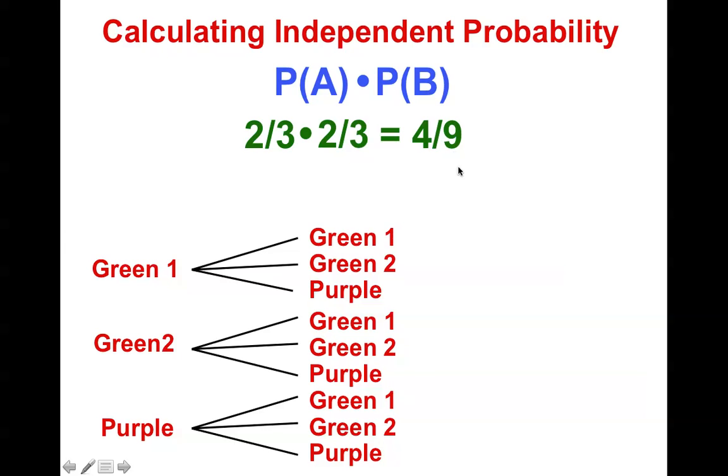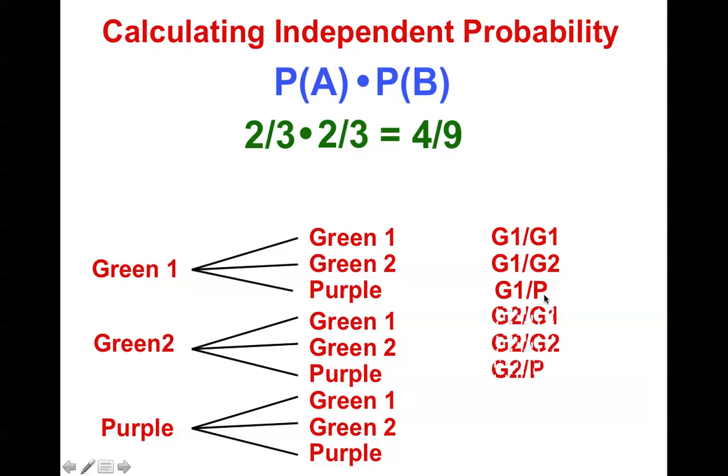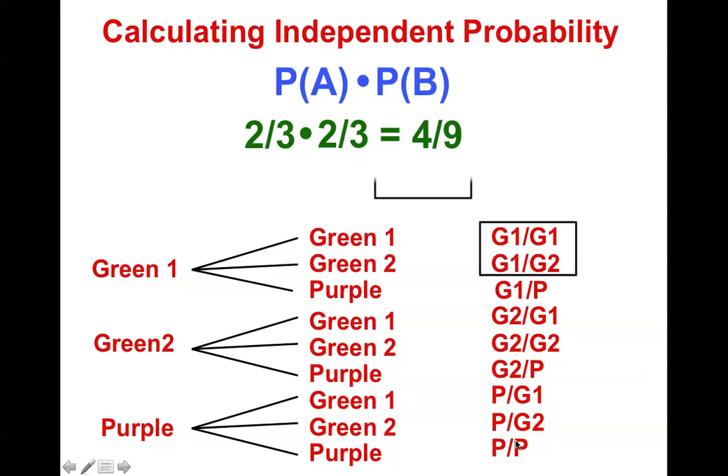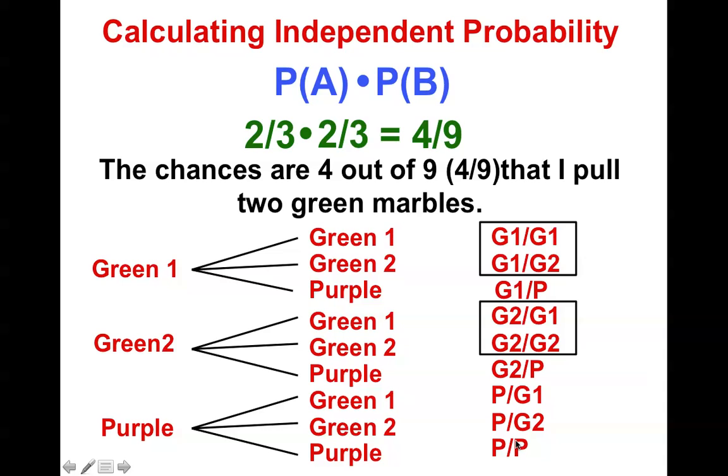That's the 9 of our denominator. The very first choice was green 1 and green 1, taking the green 1 twice. The second was green 1 first, then green 2. And of course I could have chosen green 1 and then purple. The next group was green 2 and green 1, green 2 and green 2, and green 2 and purple. And the last group was here. Notice there are 9 possibilities, and how many of these are 2 greens? There's 2 there, and there's 2 there. So the chances are 4 out of 9, or 4/9, that I pull 2 green marbles.